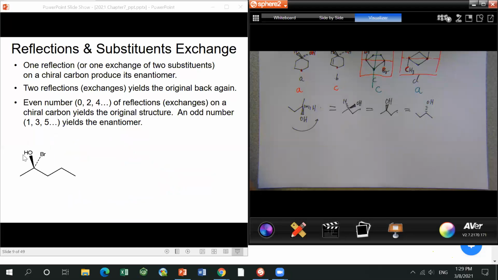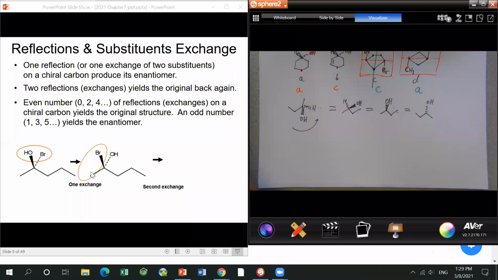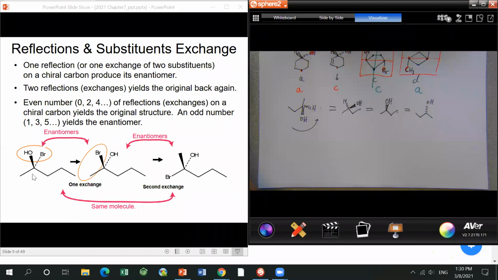We have this chiral molecule, this is the chiral center. If we swap OH and Br, we generate its mirror image, so it's the enantiomer. Then we swap again, this time instead of OH and Br, we swap Br and the methyl group, and we generate the original molecule. These two are the same molecule. In other words, the enantiomer of an enantiomer is the original molecule.